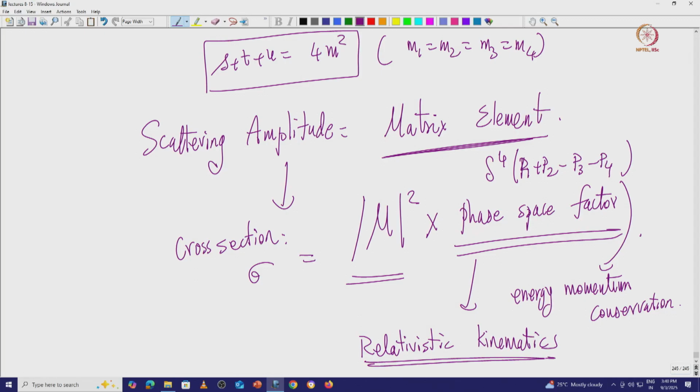I am not saying relativistic kinematics is easy, but it has to be worked out carefully for each process, and there is a method. It does not depend upon the interaction. Typically it does not depend upon the interaction, okay.